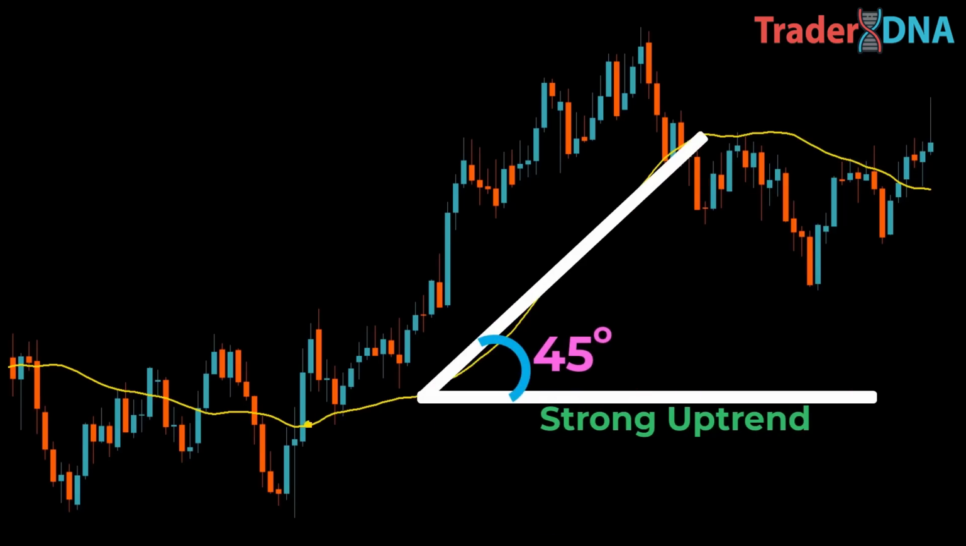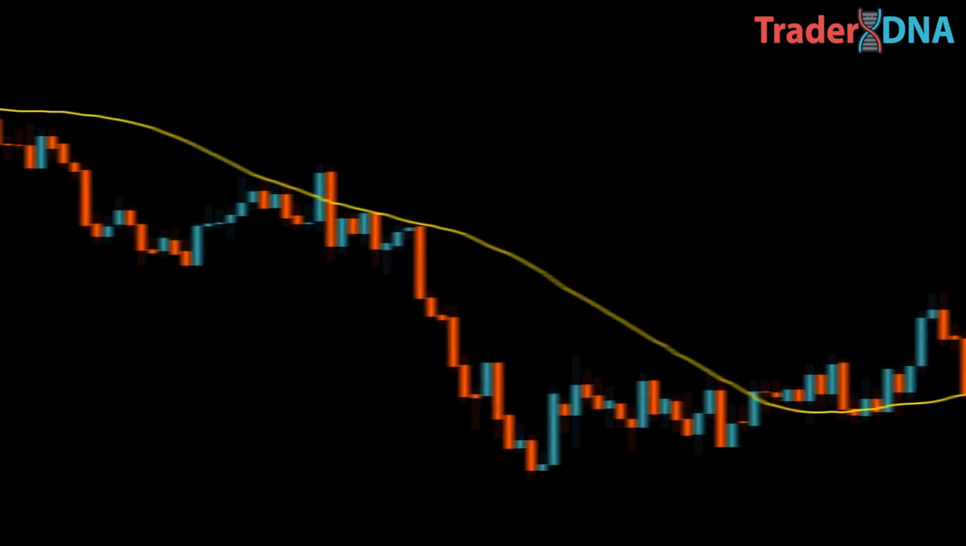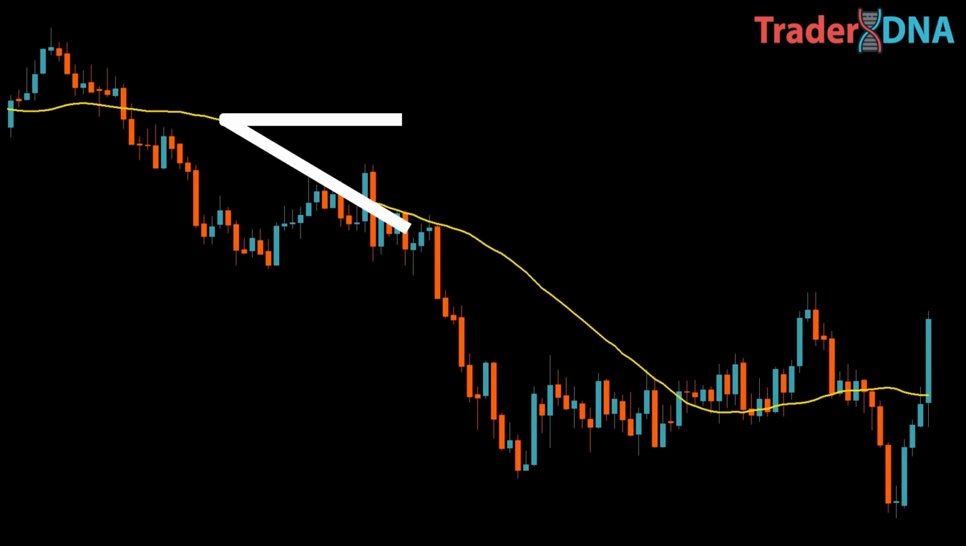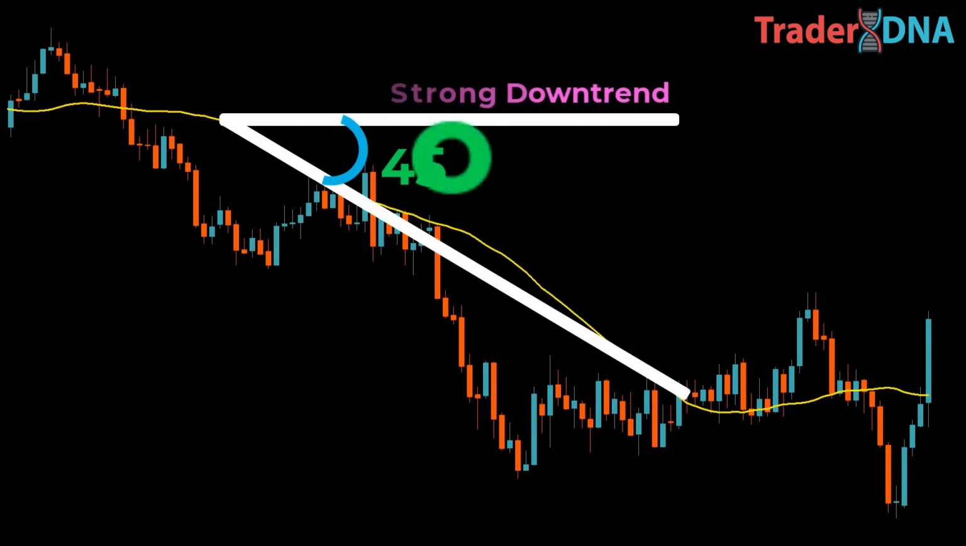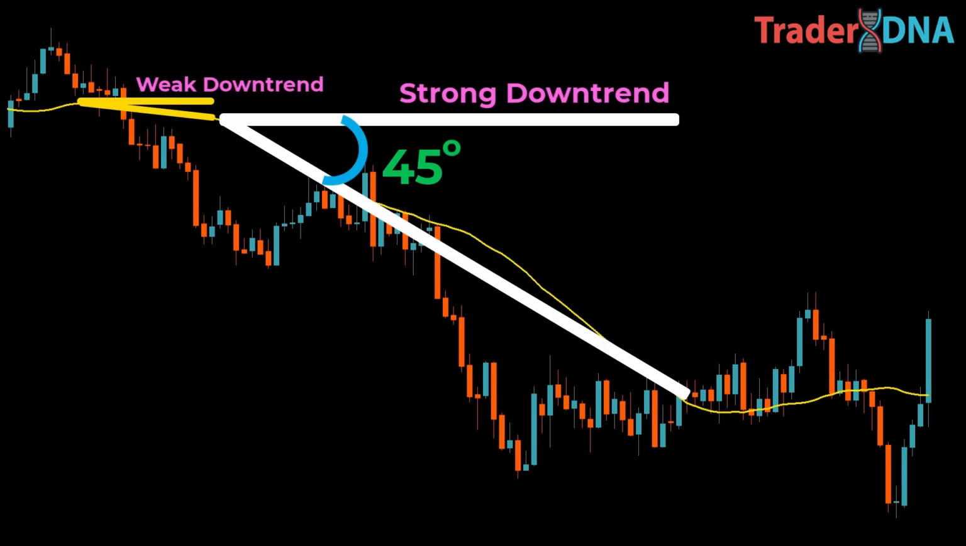On the other hand, in a weak uptrend, the slope will be much more gradual, indicating that the upward momentum is not as strong. The same concept applies to downtrends. In a strong downtrend, the moving average will have a steep downward slope, again near a 45-degree angle, reflecting the strength of the selling pressure. In a weak downtrend, the downward slope will be more gentle, suggesting that the downward momentum is losing steam.